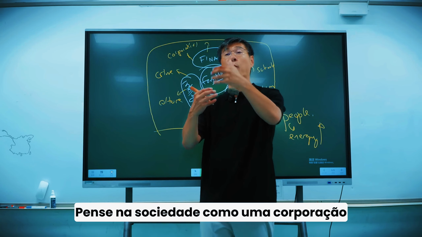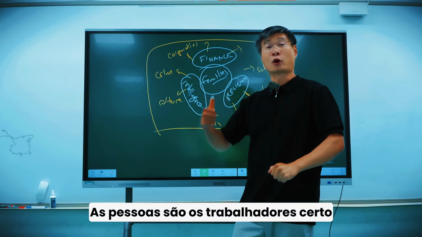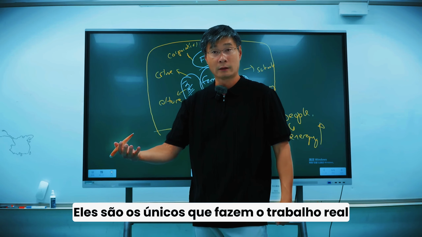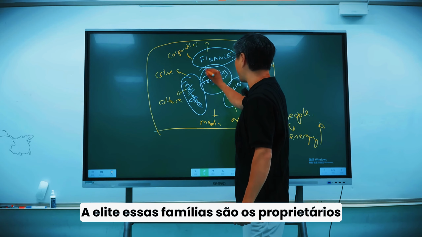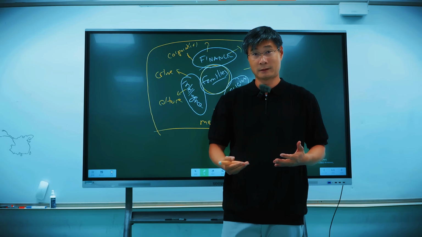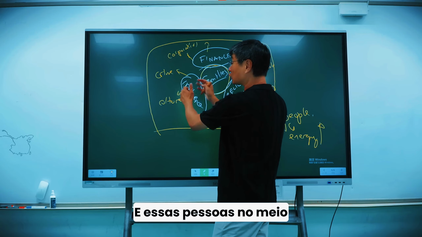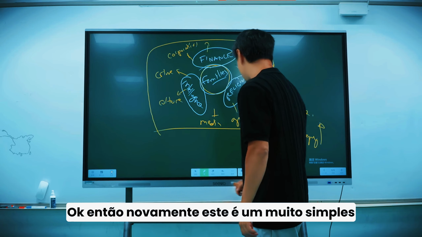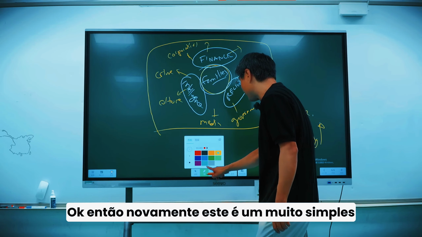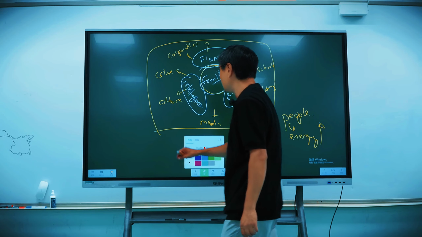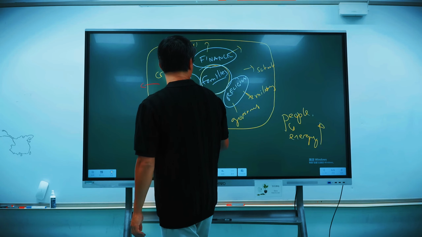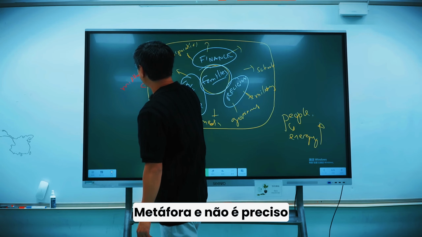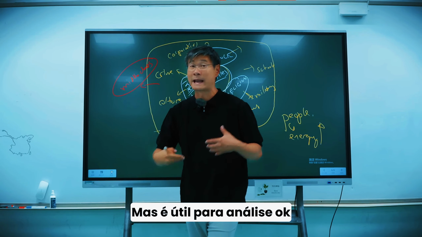Think of society as a corporation. The people are the workers, right? They're the ones who do the real work. The elite, these families, are the owners. And these people in between, the middle class, are the managers. Again, this is a very simple metaphor, and it's not accurate, but it's useful for analysis.